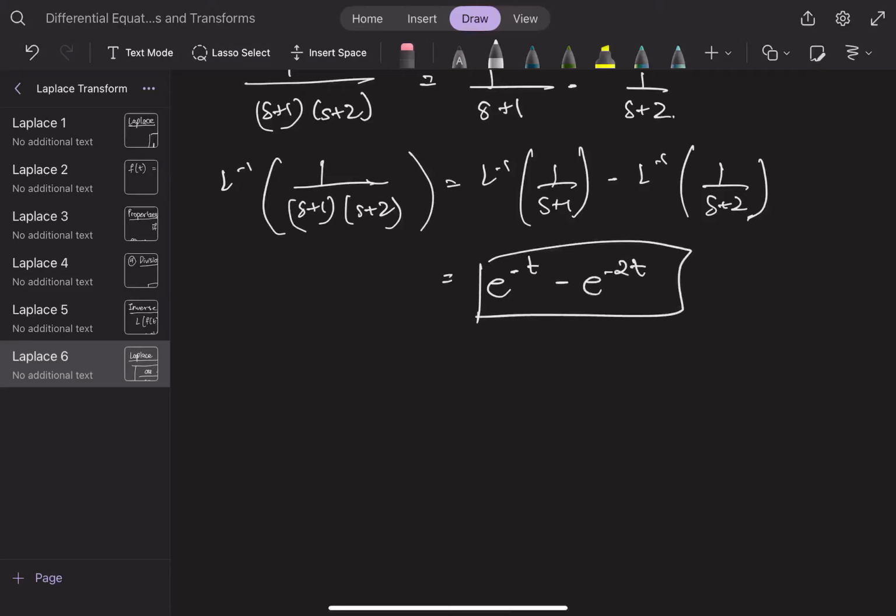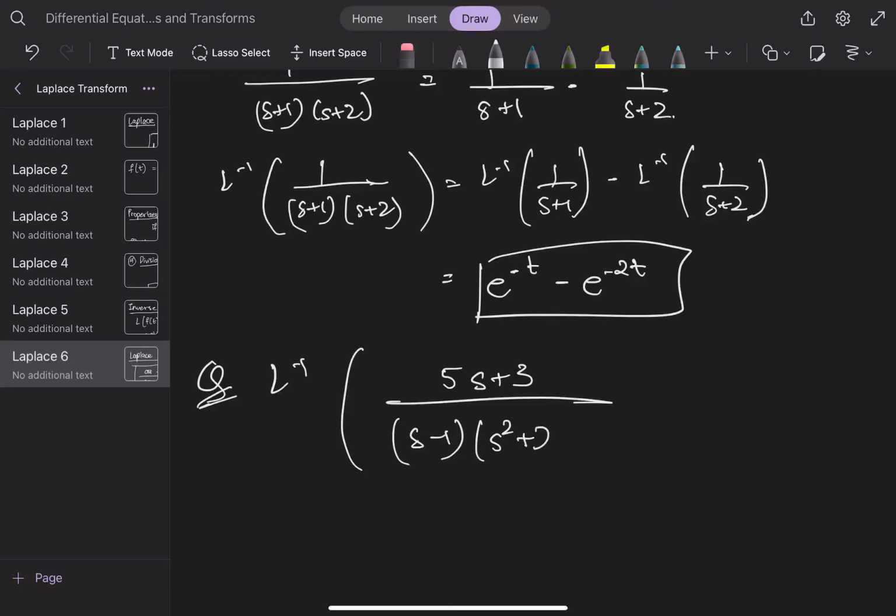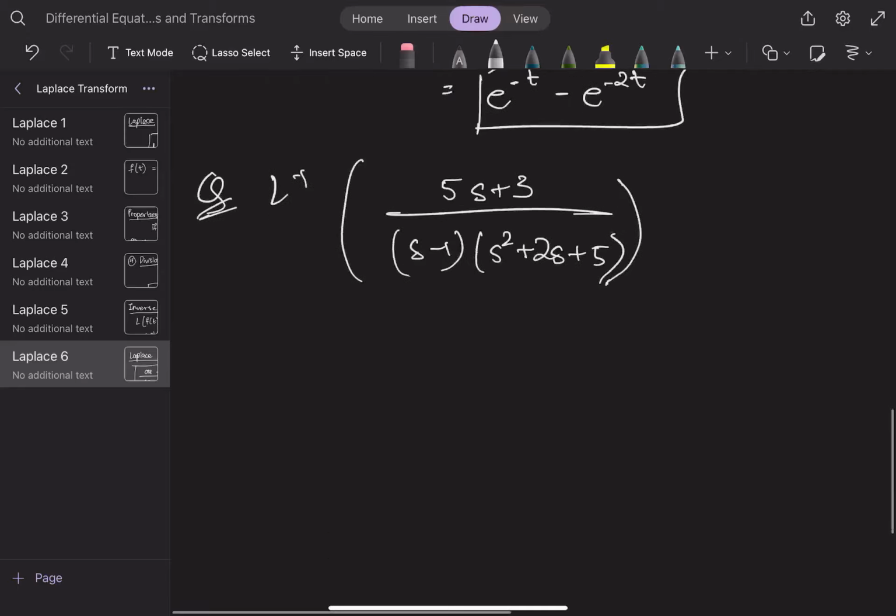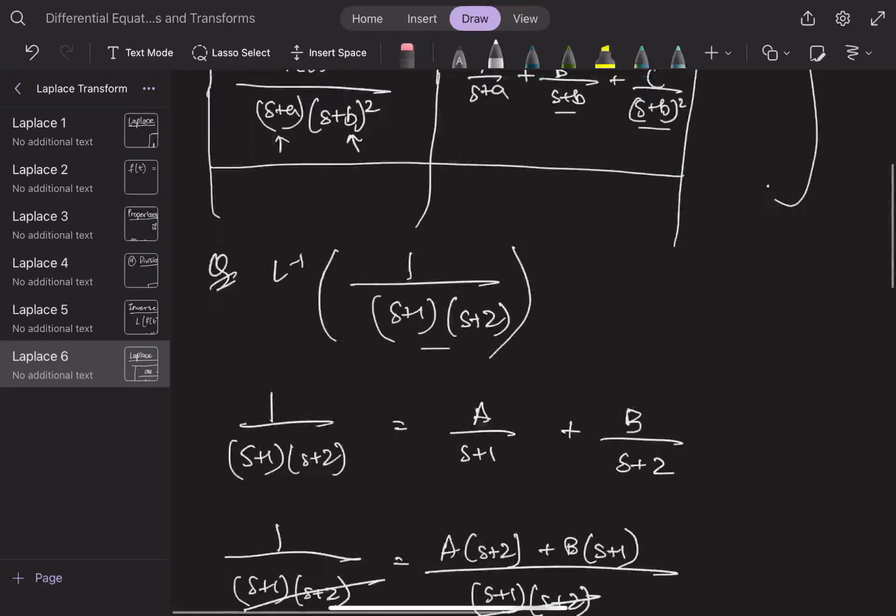Now let's take a slightly different example. Let's go with this. Laplace inverse of 5s plus 3 divided by s minus 1 into s square plus 2s plus 5. Now remember guys, this is not broken into factors such as s plus a or s plus b. So here we need to use the second form. We need to use this form.